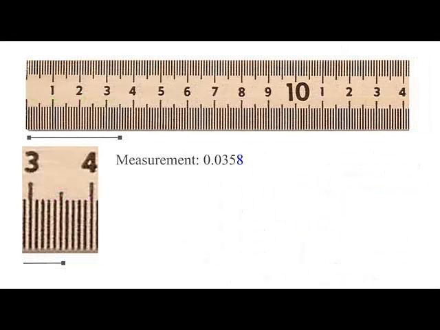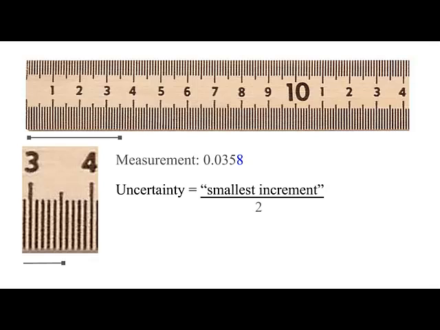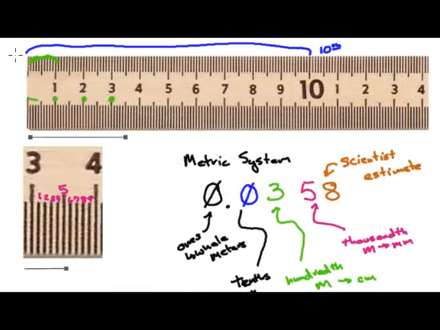So I figured out that I have a measurement of 0.0358. At this point, I need to establish what the smallest increment was. When we're trying to find increment, though, we want to know what is the smallest value from here to there, the smallest value between those 2 points.